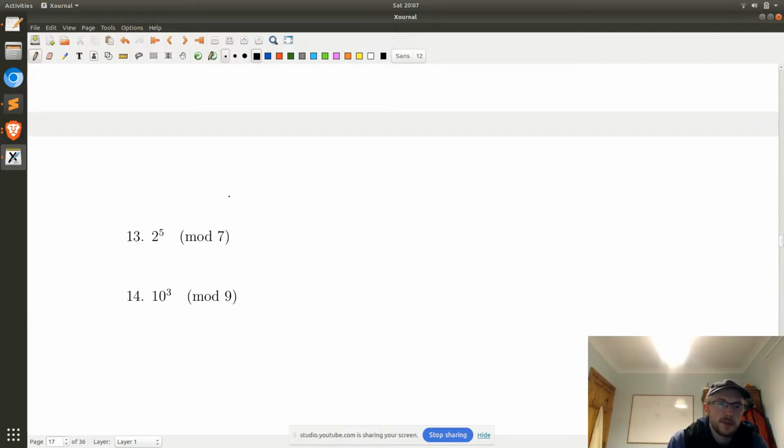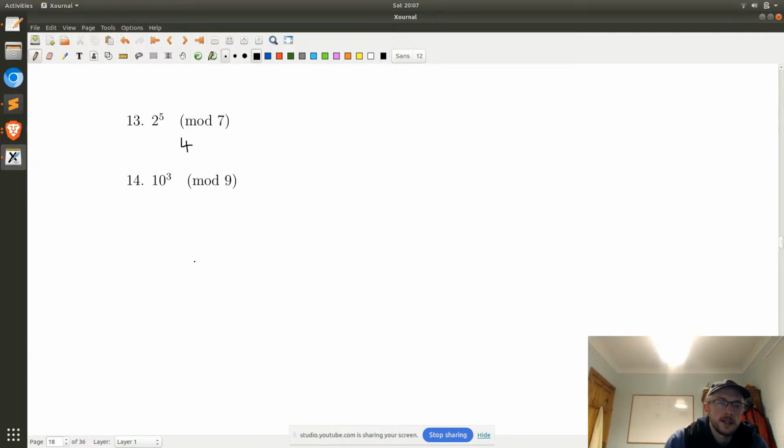2 to the 5 is 32. 32 divided by 7 is 4 remainder 4, so I will say 4. And 10 cubed is 1000. 1000 divided by 9 is 111 remainder 1, so I will say 1.